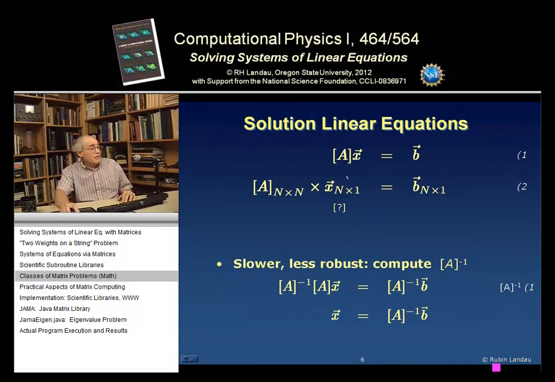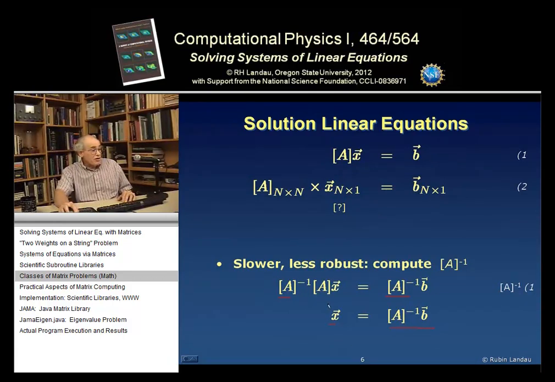So what do we have? We have equation 1, and we can rewrite equation 1 by multiplying both sides of that equation by A inverse. So here's A inverse. We multiply by A inverse on both sides. A inverse times A is the unit matrix, or 1. So we just get X, and we get a direct solution to our problem.